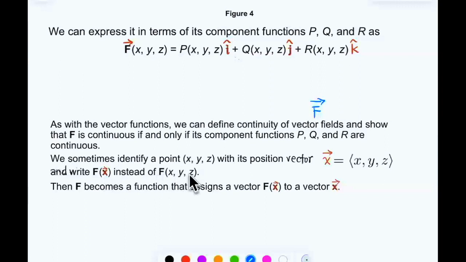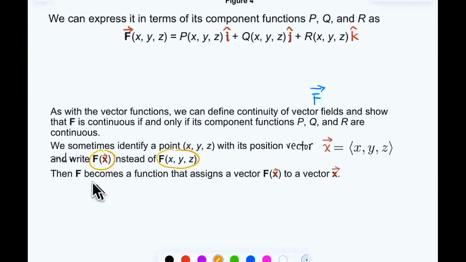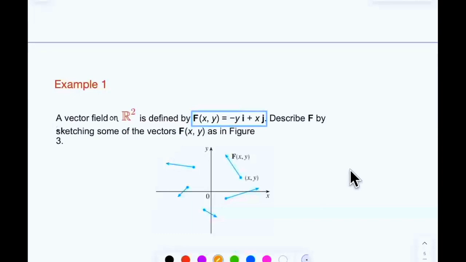Instead of writing it the first way, these two are actually interchangeable. So you can either write it this way or this way. But this one here looks simpler. If you write it that way, then this F here becomes a function that assigns a vector to this vector. It's better that we have some examples.